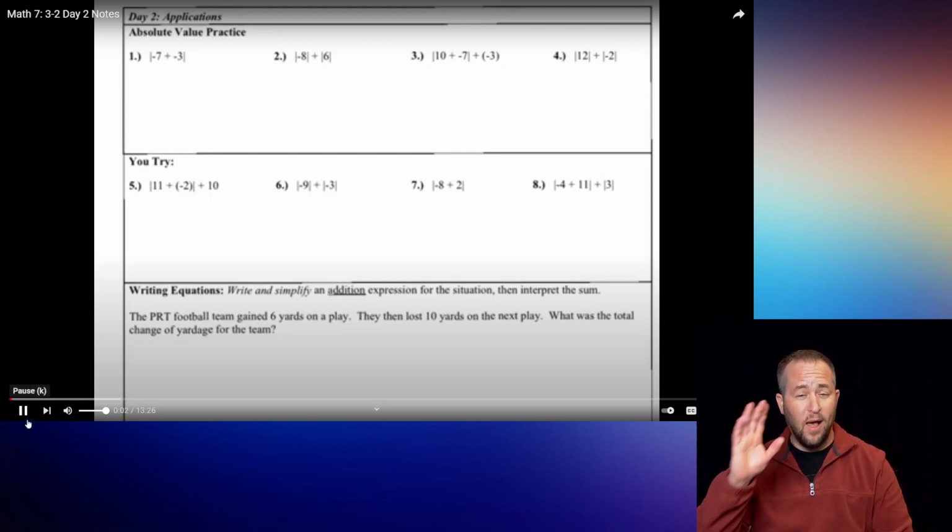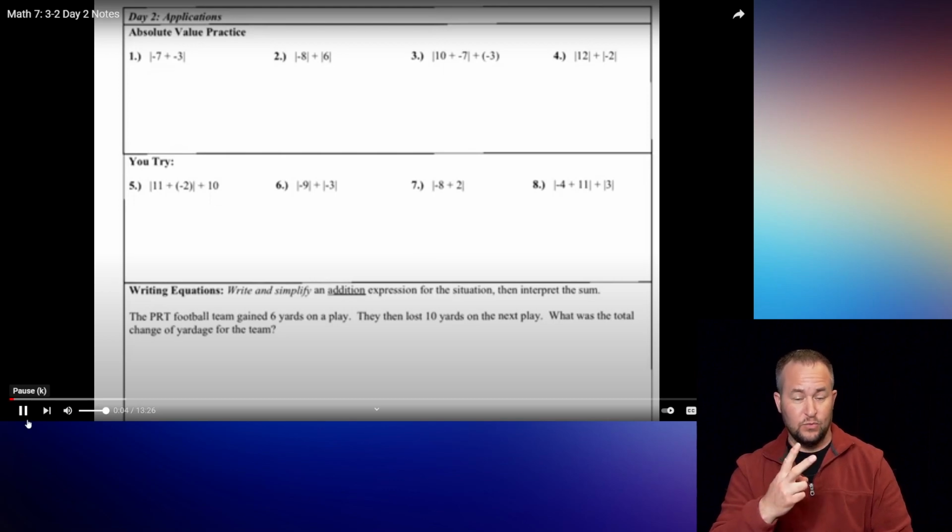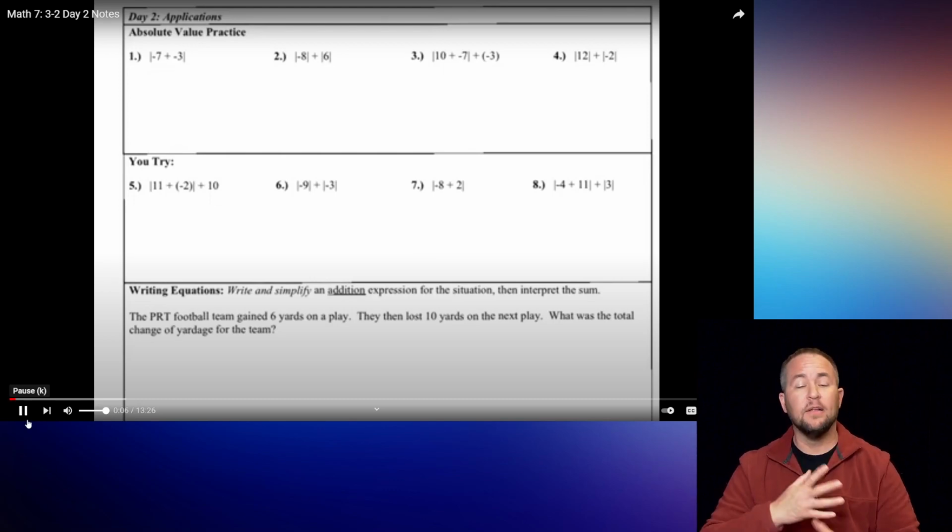Hola. 3-2, day 2. Let's talk about them applications. But before we get started, let's go ahead and practice that absolute value practice that we have done prior.